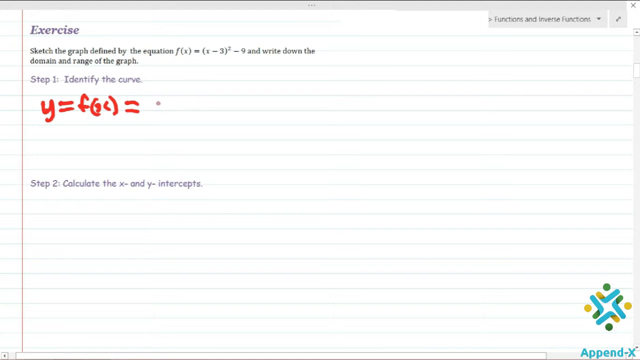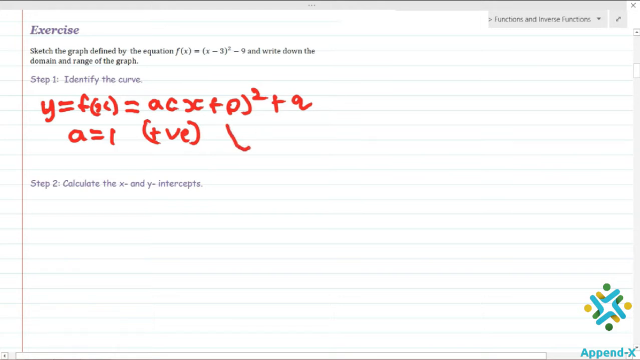And this is equal to a(x plus p) squared plus q, okay? Now in our case, a is equal to 1, which is a positive value. Therefore, the graph must be concave up, with the turning point of the graph occurring at the minimum point of the graph. Okay. Now the next step is to determine the x and y intercepts of the graph.